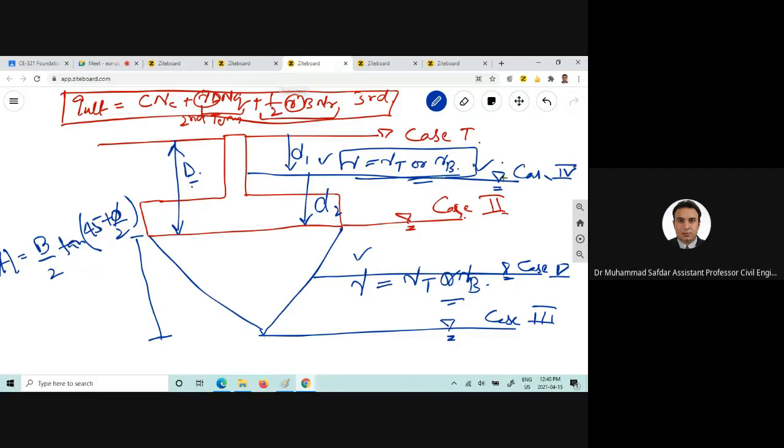Here we will be given the Zw, or the height of the water table, and this is the H, which is the height of the elastic wedge, and the equation can be found out using B by 2 tangent 45 plus phi by 2.